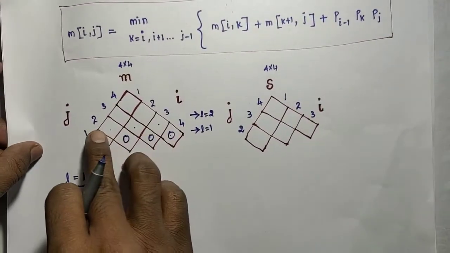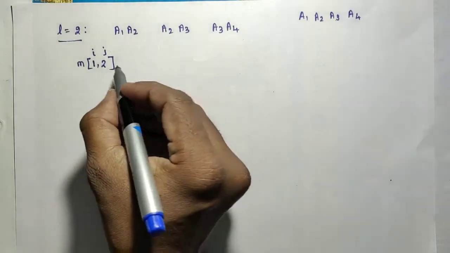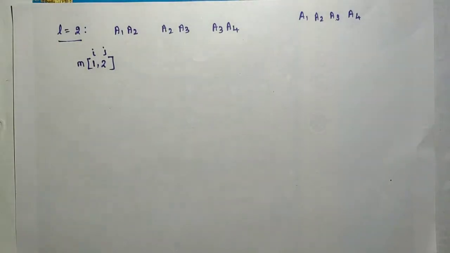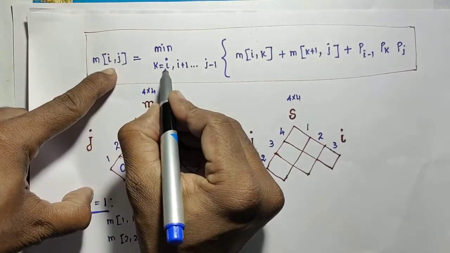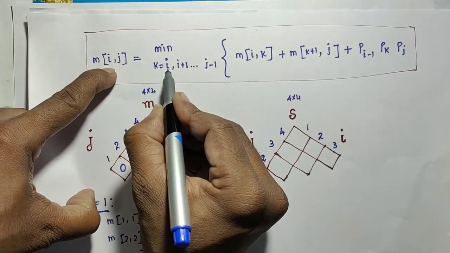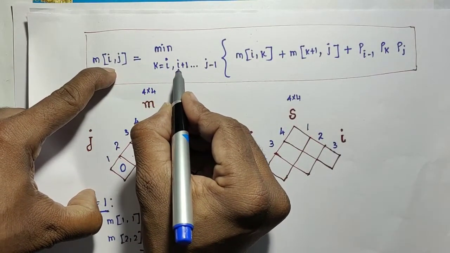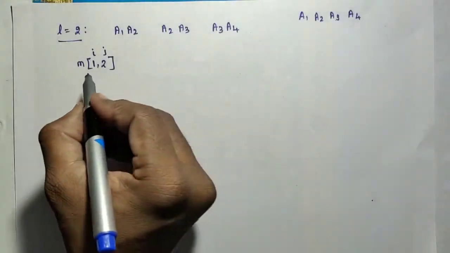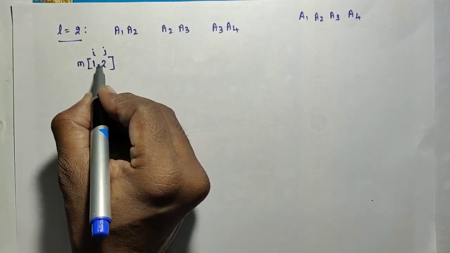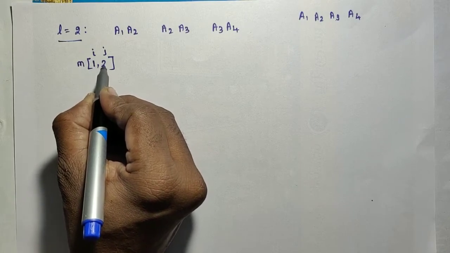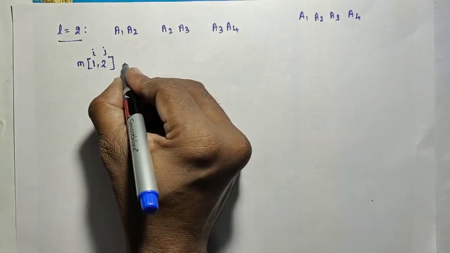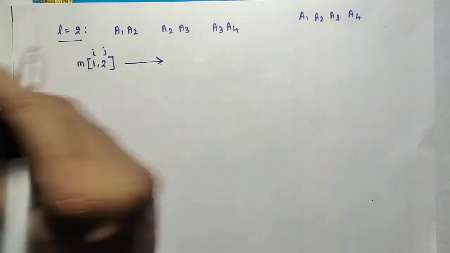Next we need to fill this one. Here, for finding that, we are going to apply the formula. In that formula, K has to be substituted with I plus 1 up to J minus 1. Here J is 2, so it starts from 1 and ends with J minus 1, which is 1. So only one possibility is there, that is K equal to 1.